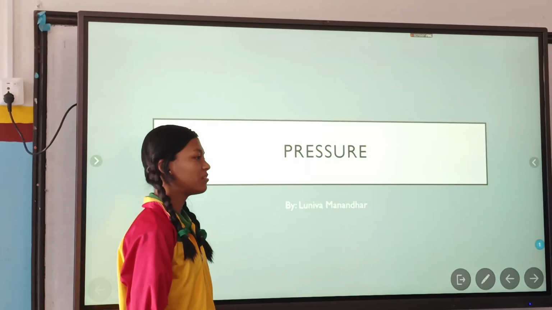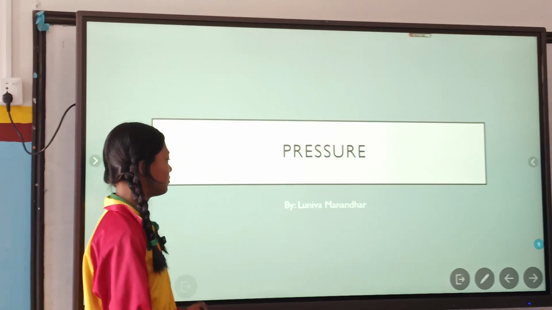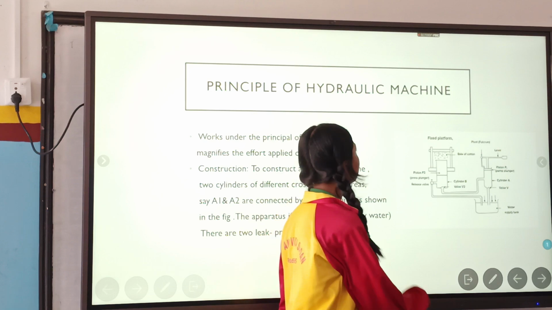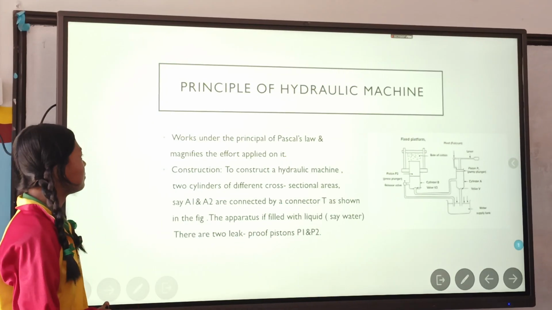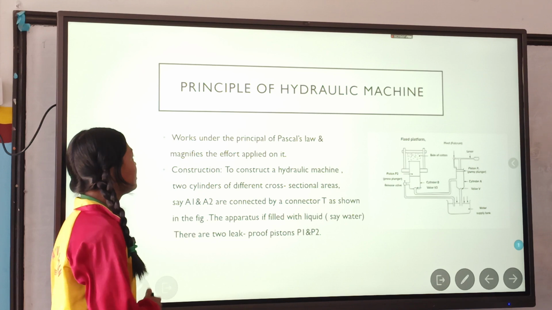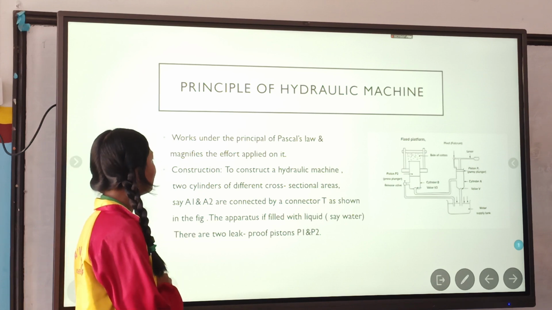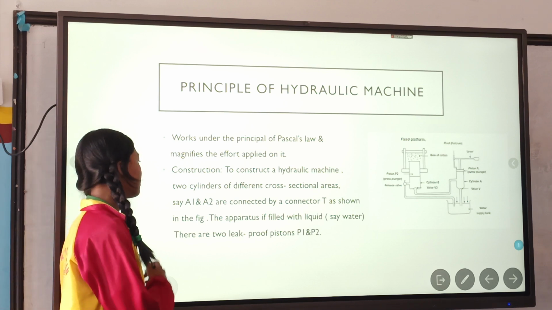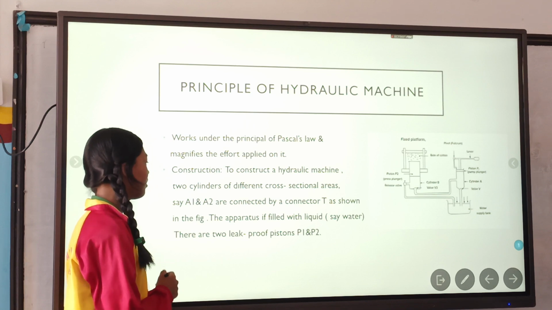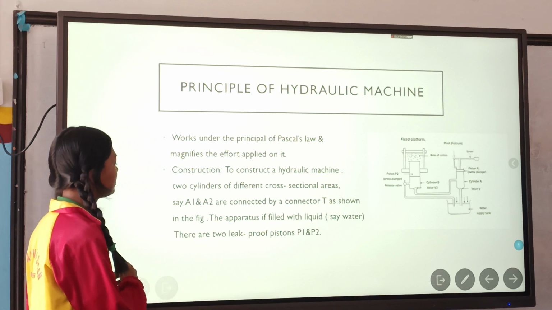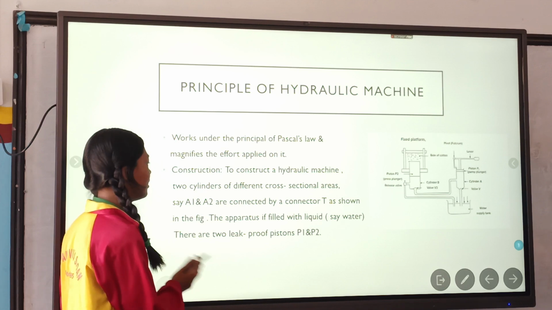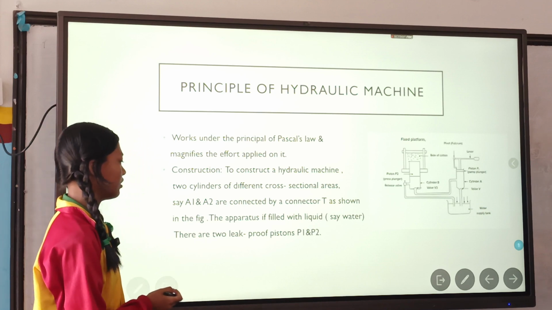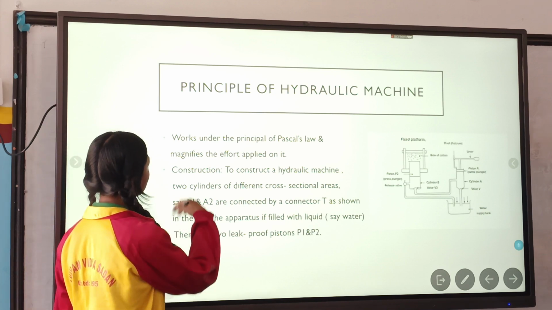Namaskar and good afternoon to you all. As you all know, it's me, Luniva, standing in front of you to give a presentation on the topic of pressure. Principle of hydraulic machine: the hydraulic machine works under the principle of Pascal's law and magnifies the effort applied on it. To construct the hydraulic machine, two cylinders of different cross-sectional areas, say A1 and A2, are connected by a connector T as shown in the figure. The apparatus is filled with liquid. There are two leak-proof pistons P1 and P2.